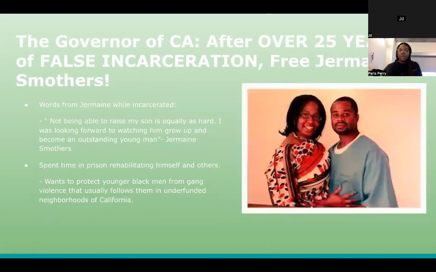So the petition to the governor of California reads: over 25 years of false incarceration, we want to free Jermaine Smothers. I took this petition; I signed this petition. If you just highlight the entire title and put it in the Google search bar, the petition will pop up. It's the first thing that pops up, and you can go ahead and sign the petition. They're still looking for a lot more signatures on it.